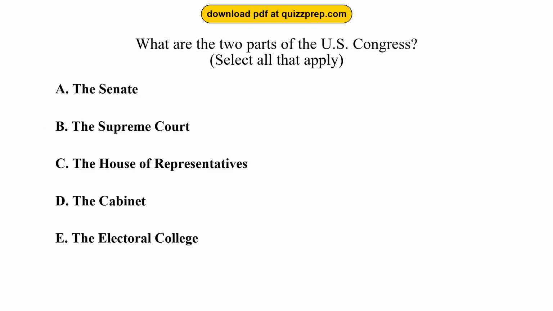Question 52. What are the two parts of the U.S. Congress? Option A, the Senate. Option B, the Supreme Court.